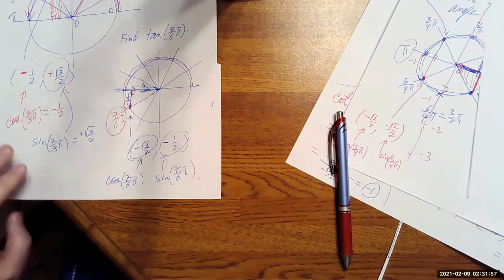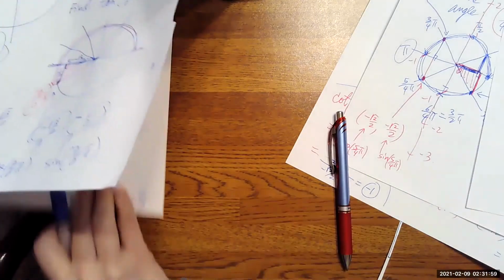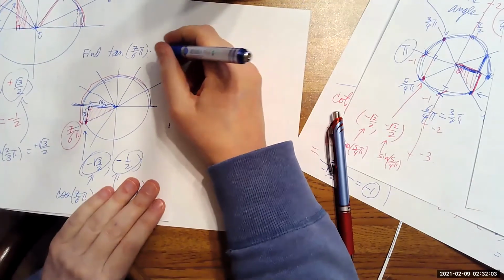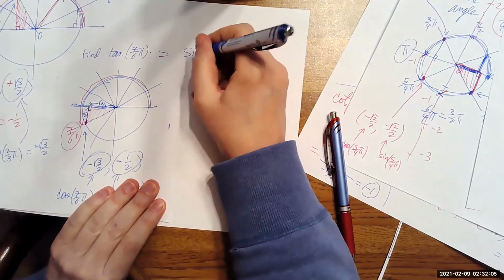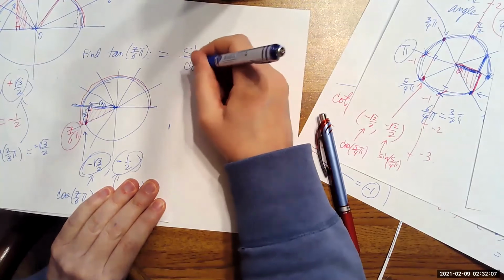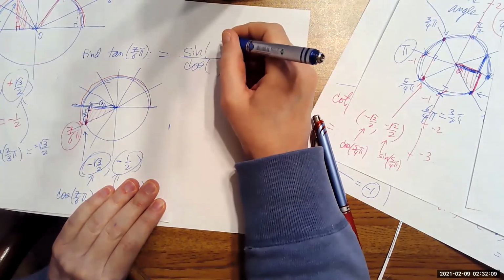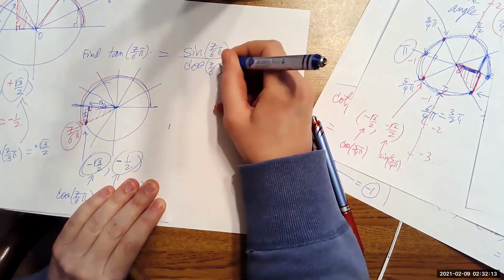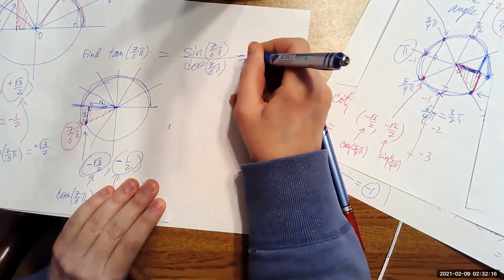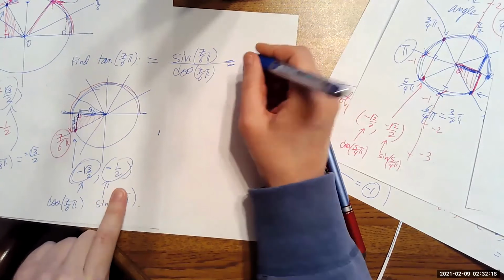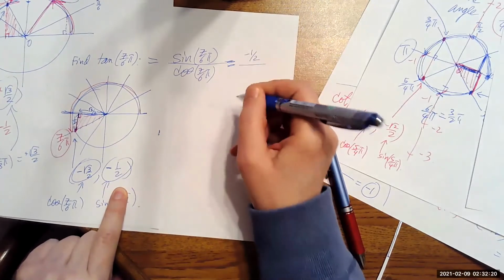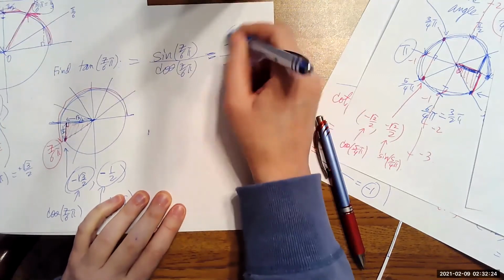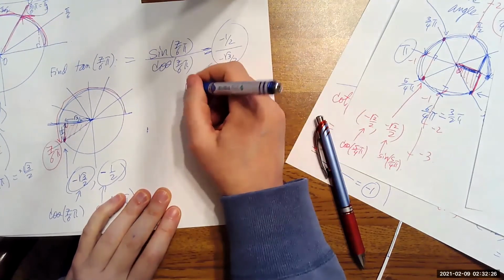Tangent is just sine over cosine. So tangent of 7/6 pi is sine of that over cosine of that. So sine of 7/6 pi over cosine of 7/6 pi. And so we get the sine, which is negative half, upstairs. Cosine is this number, negative square root of 3 over 2. That's a correct answer. You could simplify it though.